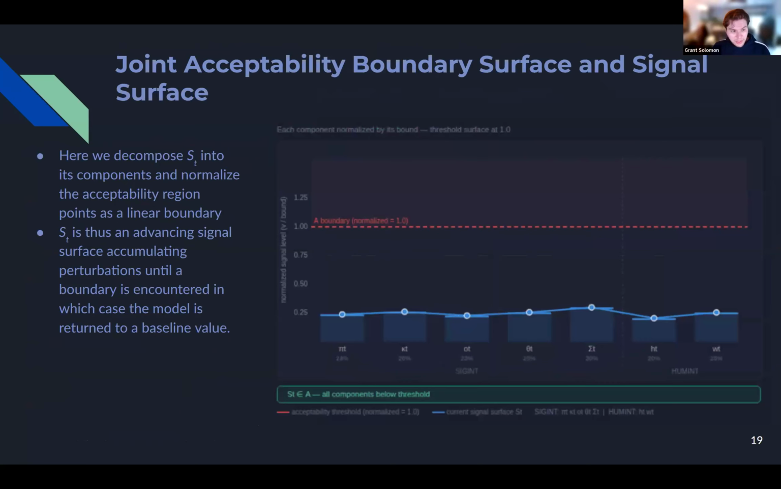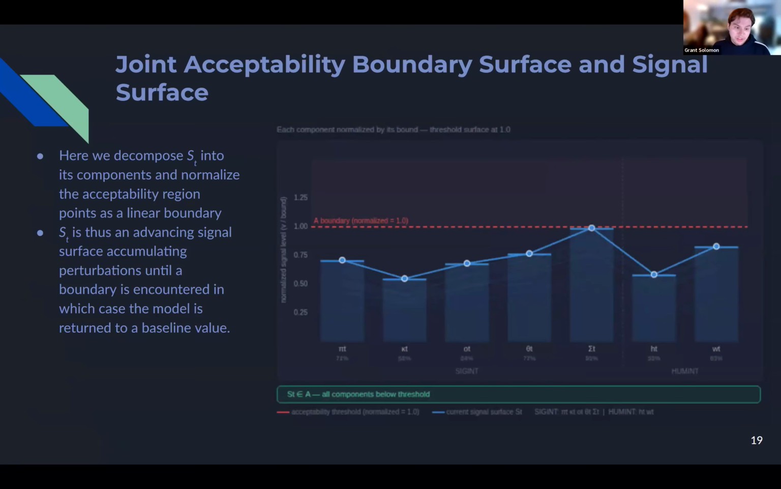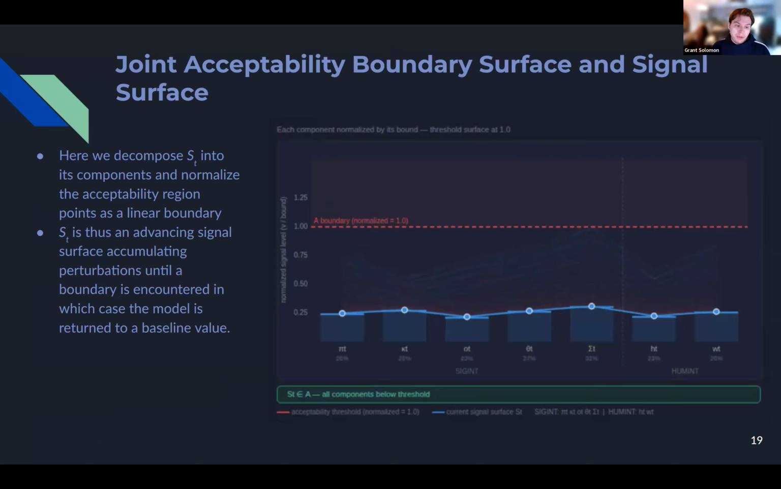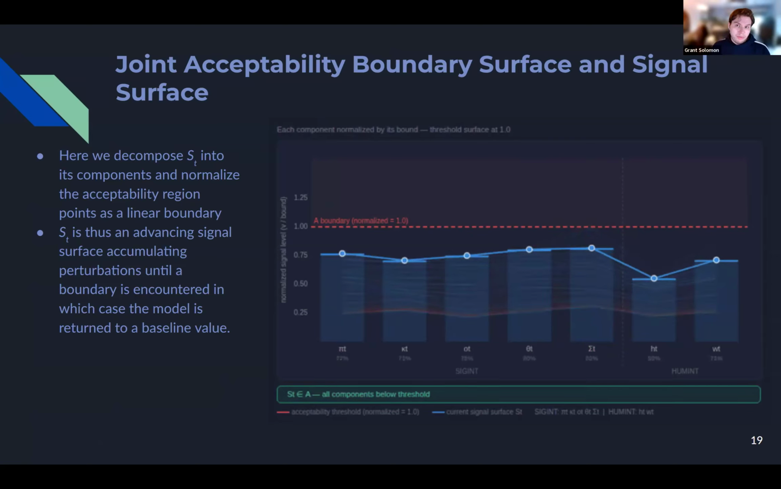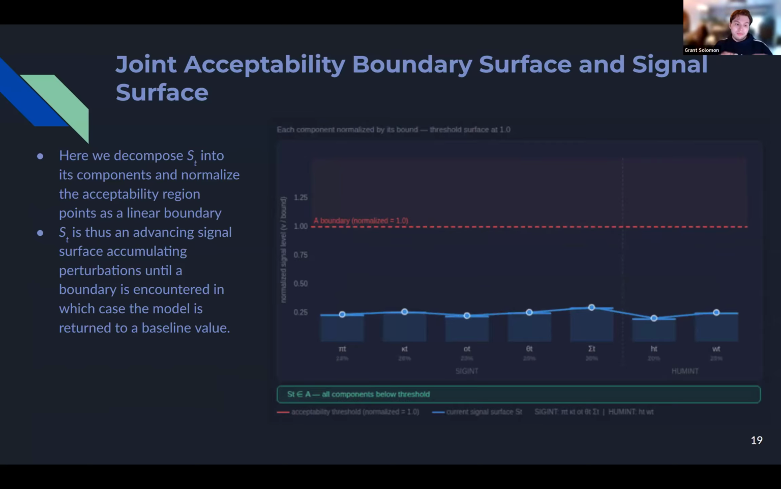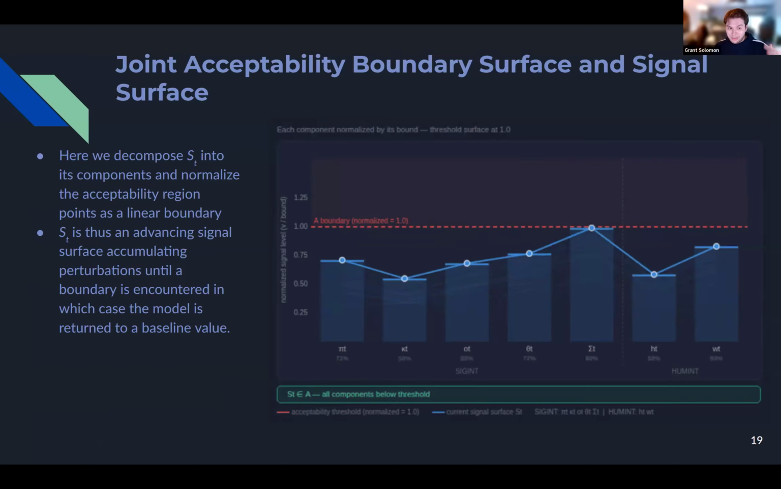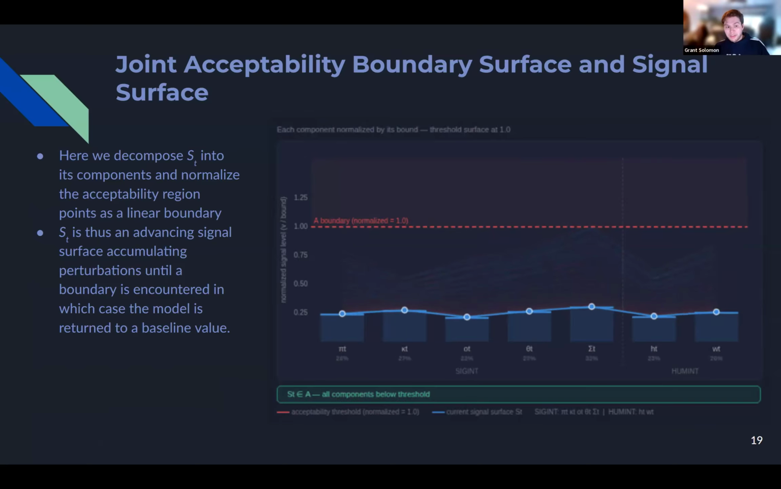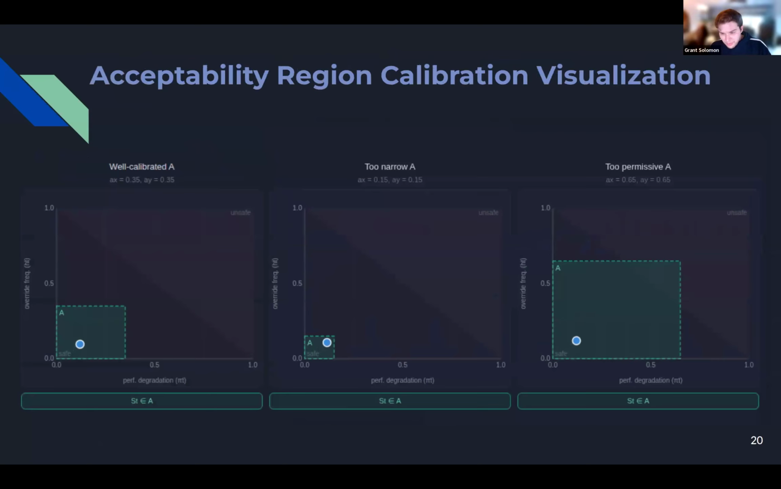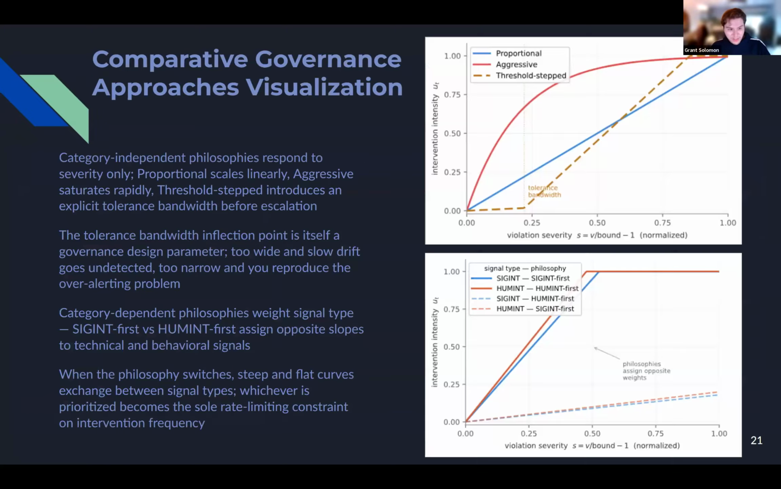Next slide. This is just another visualization. Here we do it with a boundary. So instead of the 2D projections, we just make it a line, a surface that's advancing over time until it hits the boundary. Next slide. And then here, with just choosing 2, we can see how different acceptability regions produce different geometries.